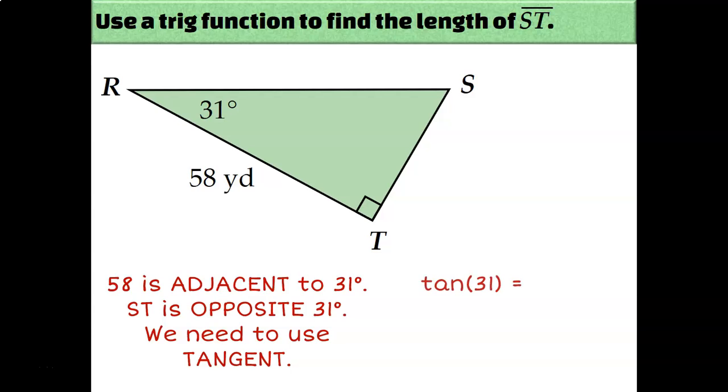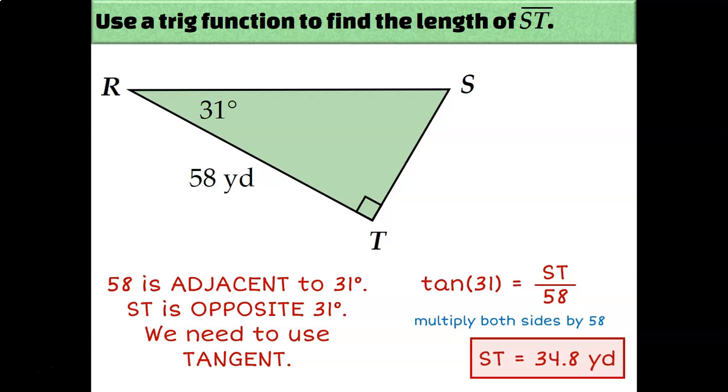The equation that I'll write is tangent of 31. For these types of equations, you always start out with the trigonometric ratio, sine, cosine, or tangent, and then in the parentheses you write the degree measure. So tangent of 31 is equal to, and then you write a fraction, which is the ratio of the side lengths for this trigonometric ratio. For tangent, it's opposite over adjacent, so ST over 58. To solve, I'll multiply both sides by 58. Type that in the calculator and you'll get an answer of 34.8 yards.